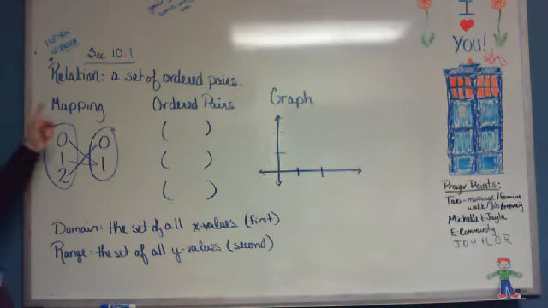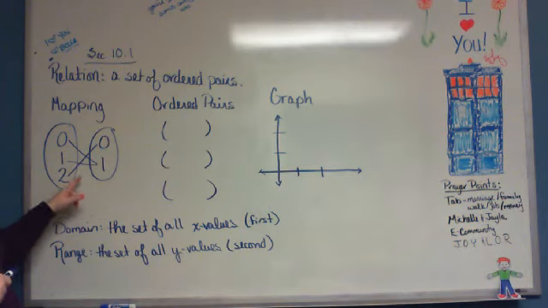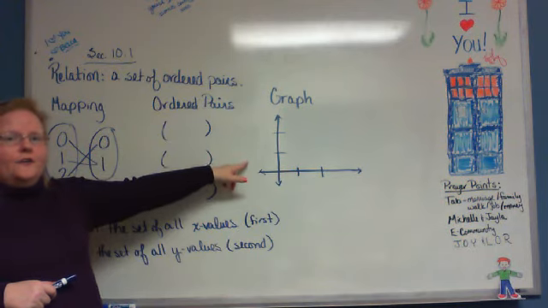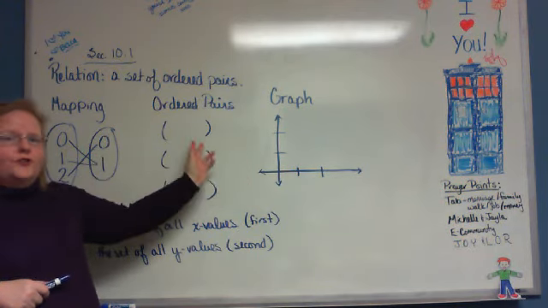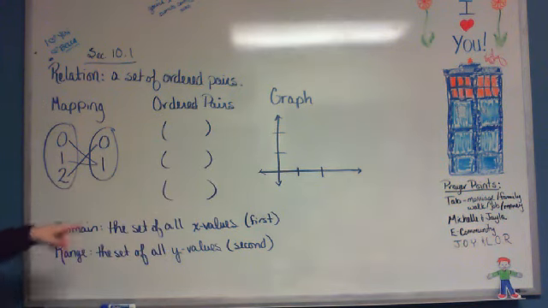A relation is a set of ordered pairs. Now you can have relations in at least 3 different formats. One of the formats is a mapping. One of the formats is ordered pairs, and then another format is a graph. You've seen ordered pairs before and you've seen a graph before, so you know how those two relate. But you've never seen a mapping before, so I wanted to talk a little bit about a mapping.